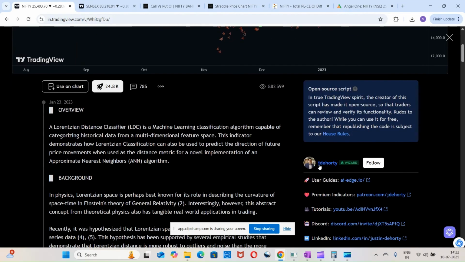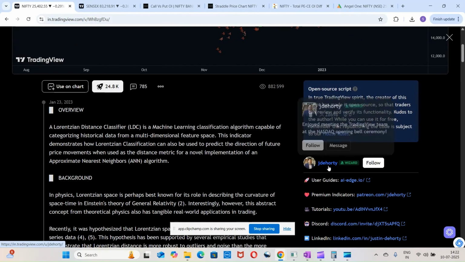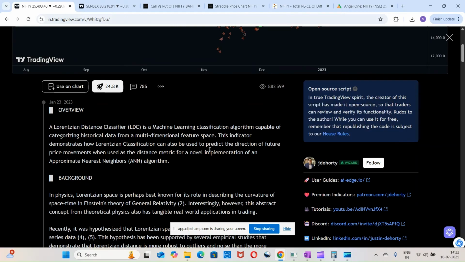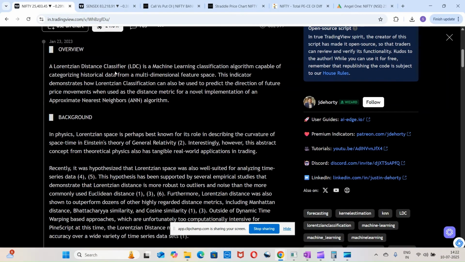JD Herty is the one who made this indicator. It is among the top picks, editors' picks, and it has 24.8K subscriptions. So what does this tell us? It's a classifier. This Lorentzian distance classifier is a machine learning classification algorithm capable of categorizing historical data from a multidimensional feature space. This indicator demonstrates how Lorentzian classification can be used to predict future price movements when used as a distance metric for a novel implementation of the approximate nearest neighbors algorithm.